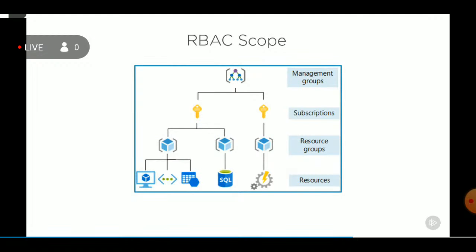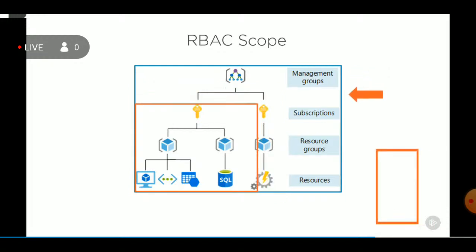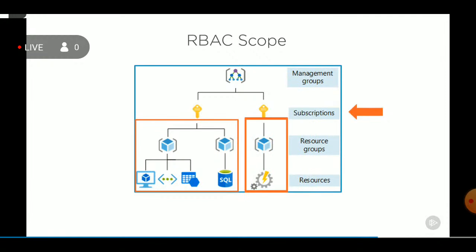The final piece to understand with role-based access control is scope. When you grant access at a parent scope, those permissions are then inherited to the child scopes. For example, if you assign the owner role to a user at the management group scope, that user can manage everything in all subscriptions in the management group. Then, if you assign the reader role to a group at the subscription scope, the members of that group can view every resource group and resource in the subscription.